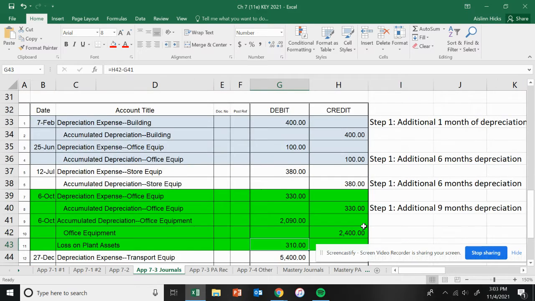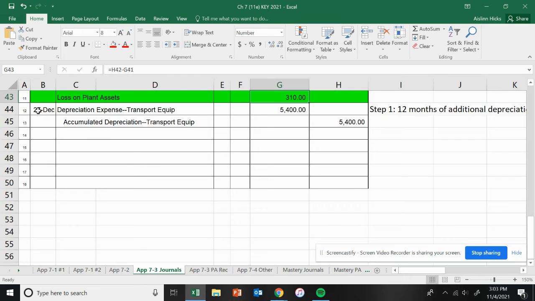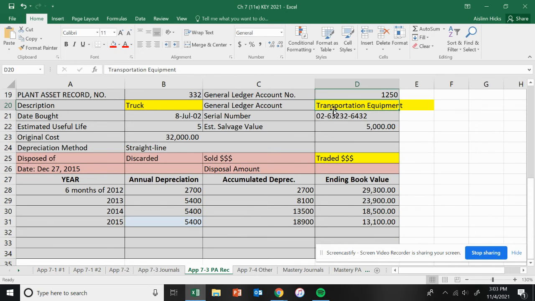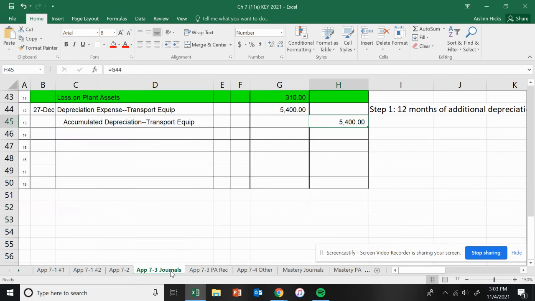Old truck in the general journal needs additional depreciation. We're calling it transportation equipment, okay? And we're depreciating it another full year. The place I got this transportation equipment is from right up here, okay? Okay, all right. So additional depreciation done. Now, let's take care of the trade thing. We didn't receive cash for the trade. We paid cash and got a new truck.